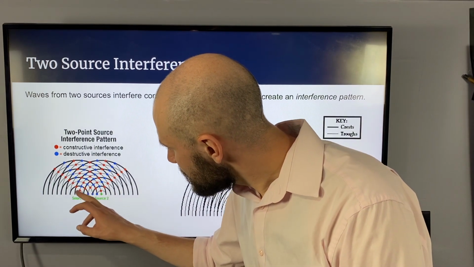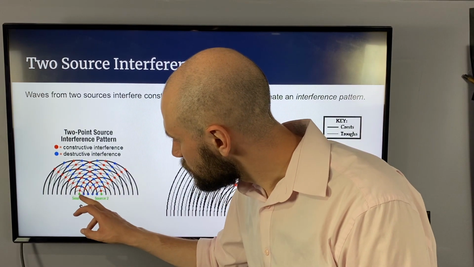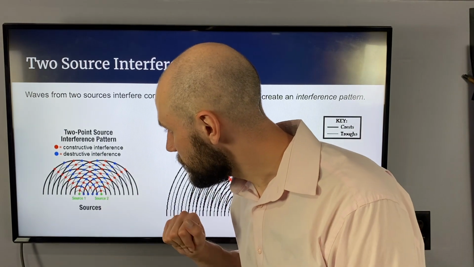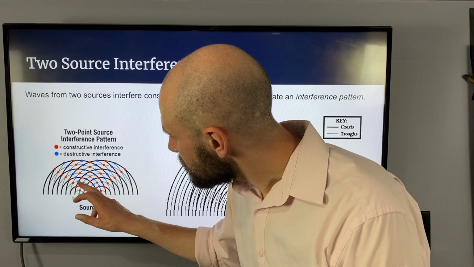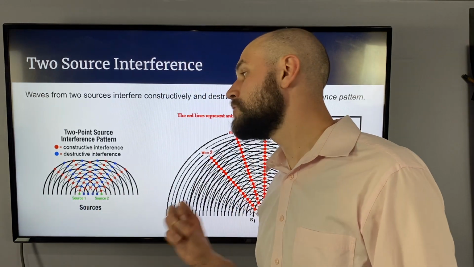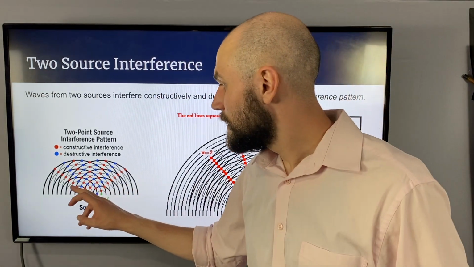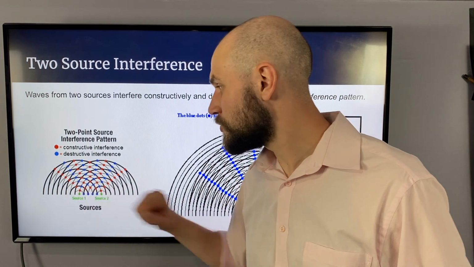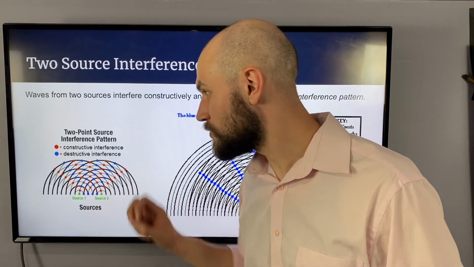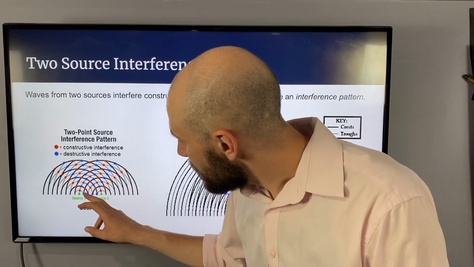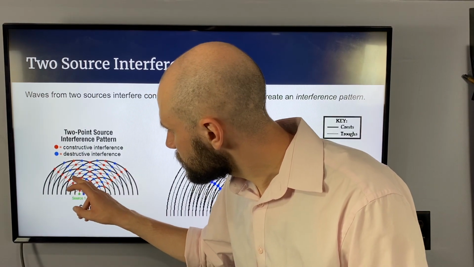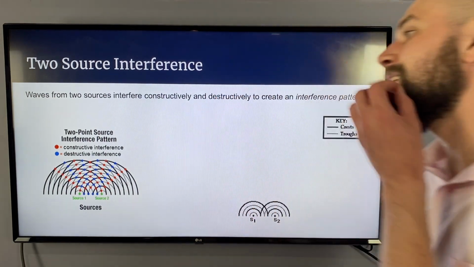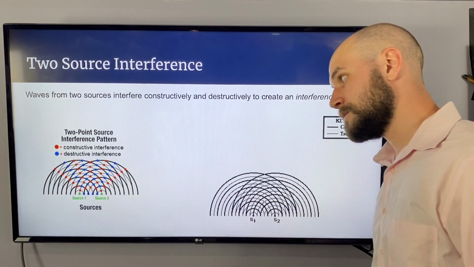And look at these thinner lines. These thinner lines are two troughs, so we end up with constructive interference there. These thick lines are the crests, and when they overlap, you end up with constructive interference. Again, two troughs, constructive interference, two crests, constructive interference. But when we have a crest and a trough overlapping, that's the blue lines, that would be destructive interference.